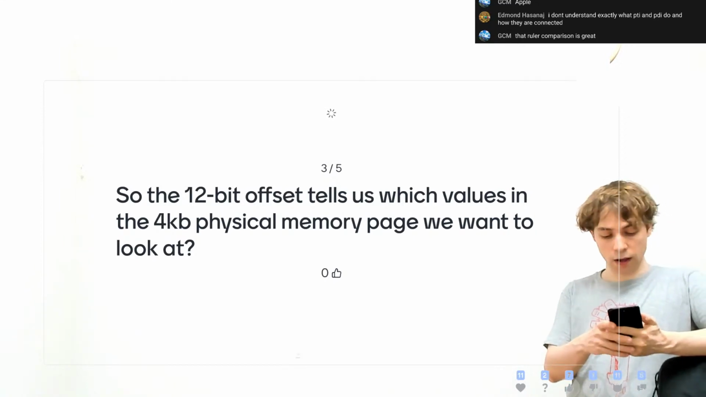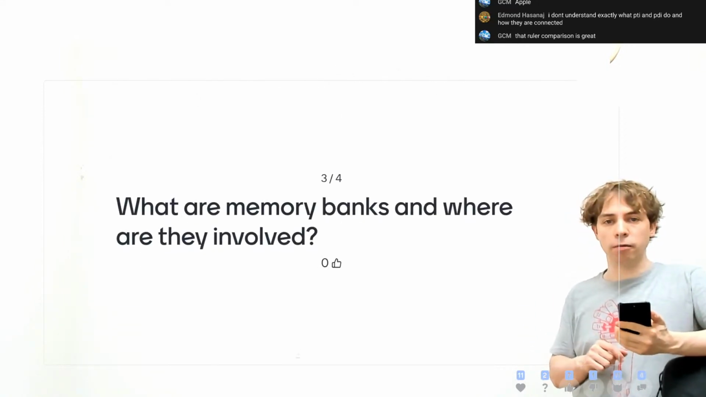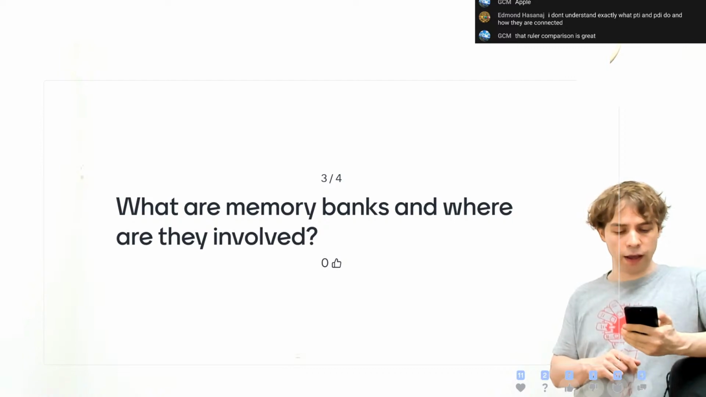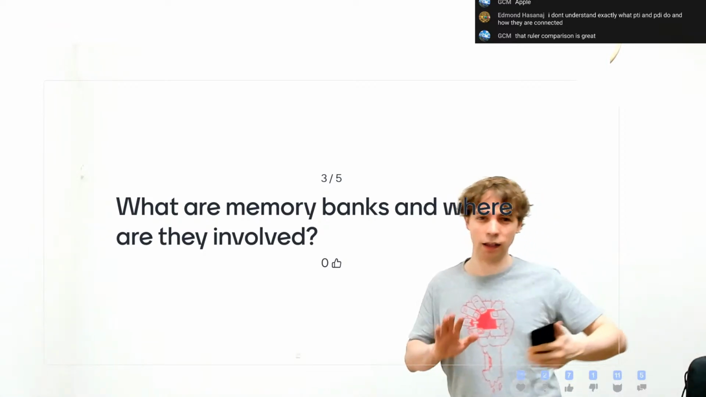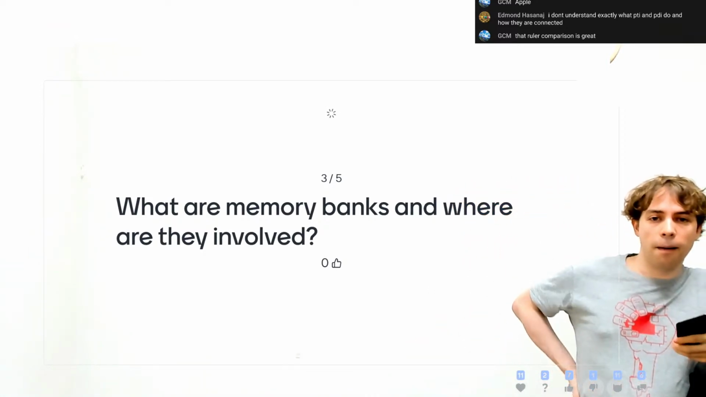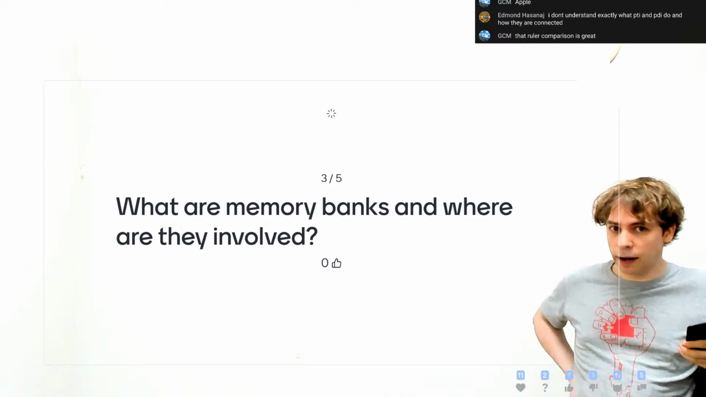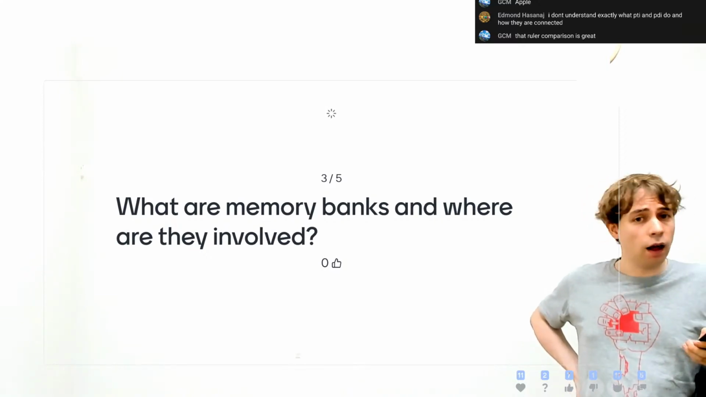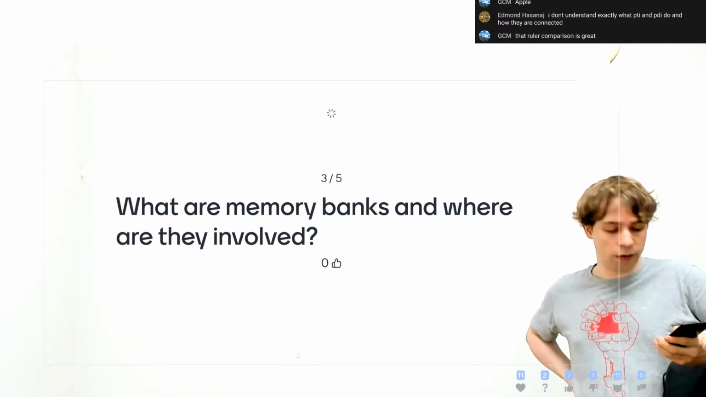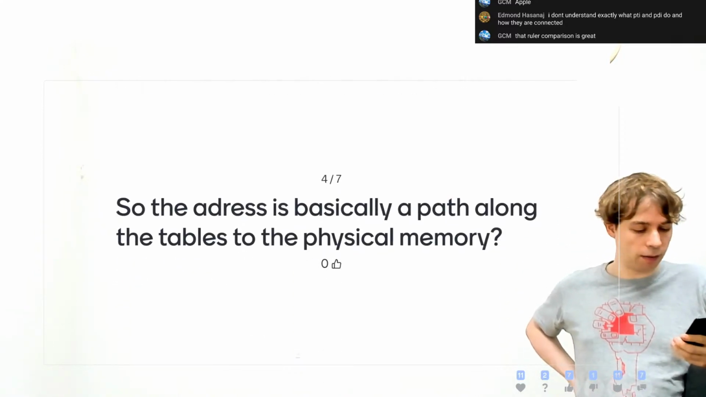So the 12-bit offset tells us which values in the 4 kilobyte physical memory page we want to look at. Yes, exactly. What are memory banks and where are they involved? Memory banks you have in DRAM, but this is a topic that we cover in a different lecture. For instance, in side channel security, we would talk about memory banks. This is not at all something that we talk about in operating systems.